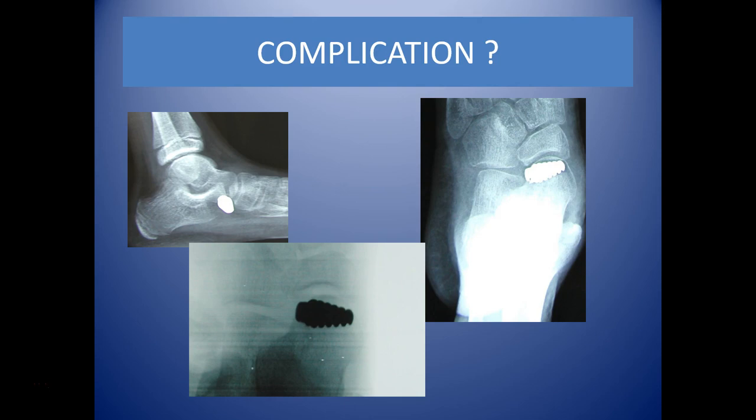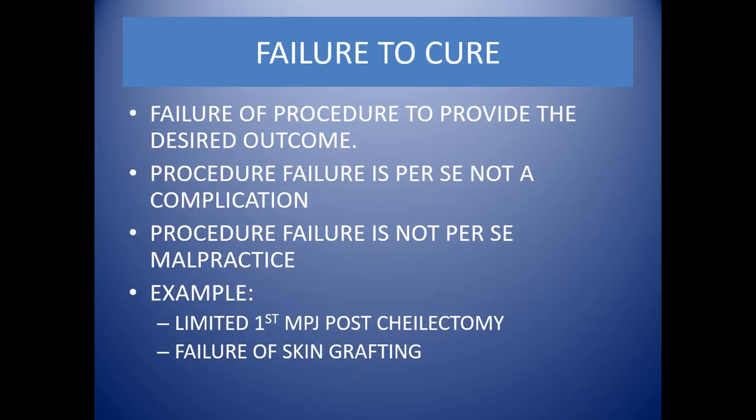Anyway, my question is this: given everything I just told you, would you regard this as a complication? Or would you regard this as negligence or a mistake? Or would you regard this as malpractice? So we have this concept of failure to cure, and that's the failure of a procedure to provide the desired outcome, and that is not in itself a complication. And procedure failure is not malpractice.